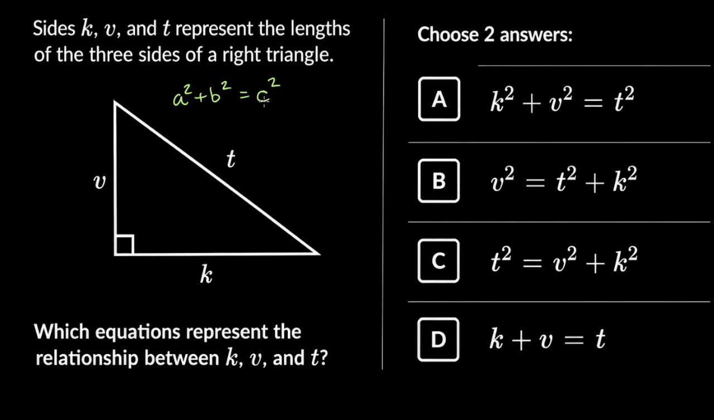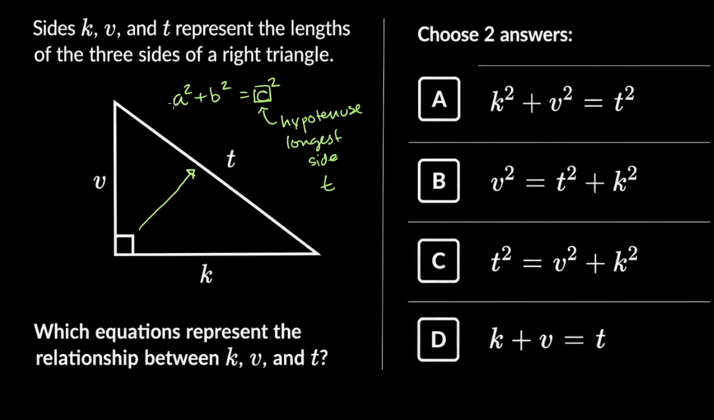But we need to remember what these a, b, and c mean. So the c right over here, not c squared, I'm just going to refer to the c right over here, is referring to the length of the hypotenuse, which is the longest side. It's also the side that is opposite the right angle. So in this case, c is T.